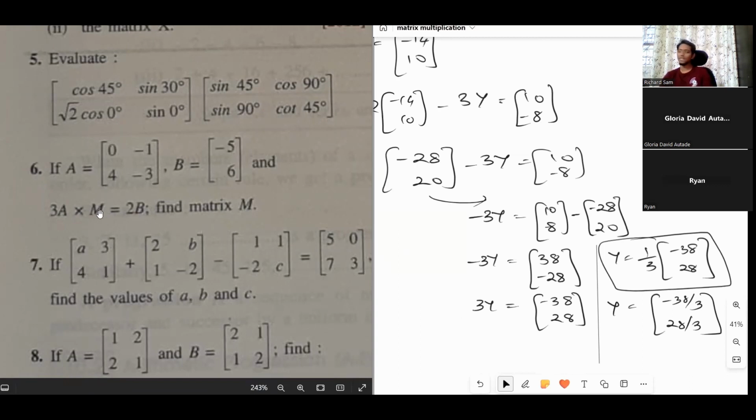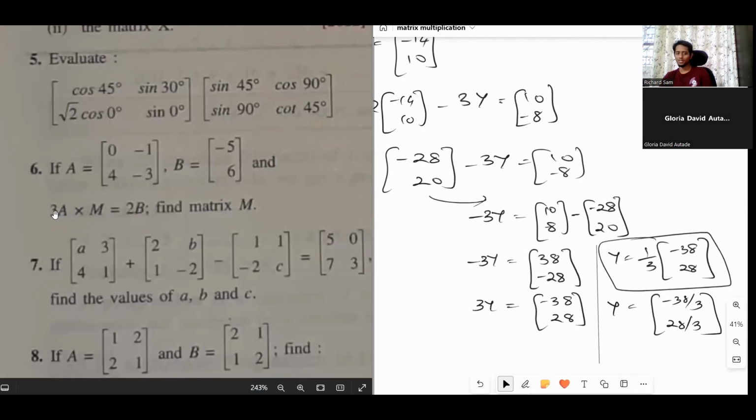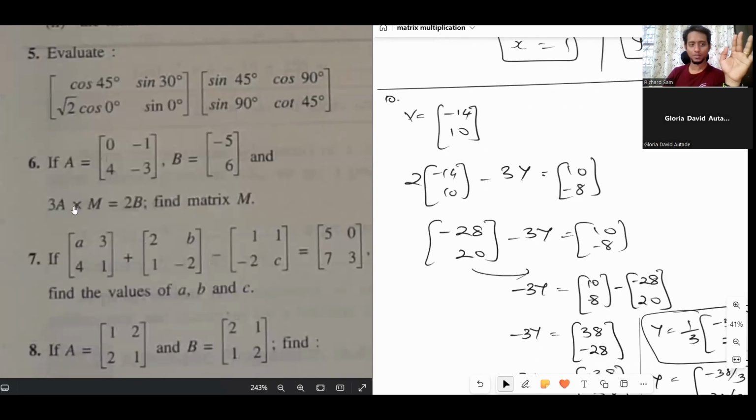Okay, see here you have to find M. So you would think like before, take the 3A on that side. If you take 3A on this side, what will happen to 3A? It's dividing. You're doing 2B divided by 3A. Can you divide matrices? We have not learned division of matrices. We only have addition, subtraction, multiplication. So we can't do that normal way. In all the other methods that we had to do, there was no multiplication. It was addition or subtraction.